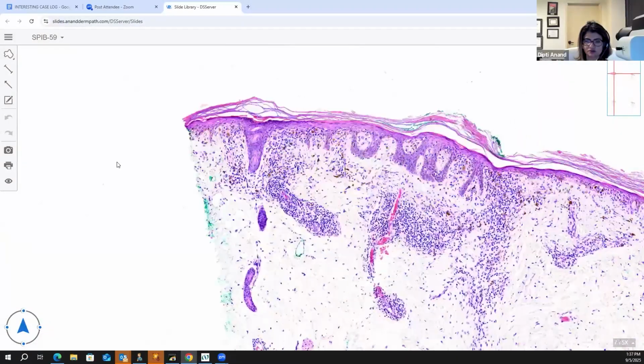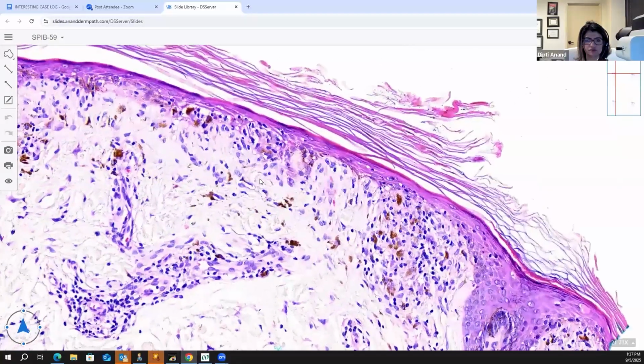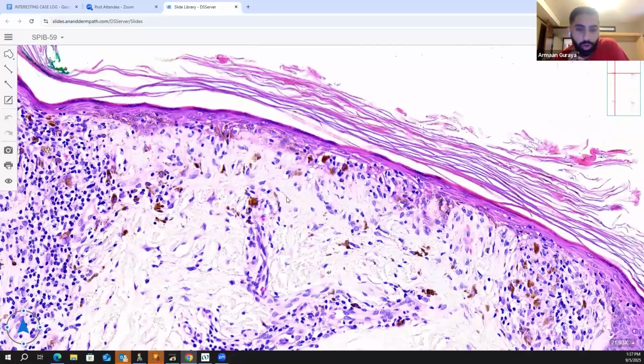So take this one. This looks like a chronic interface. It's a very atrophic epidermis, lots of pigment dropout too. So I also thought this was a fixed drug.